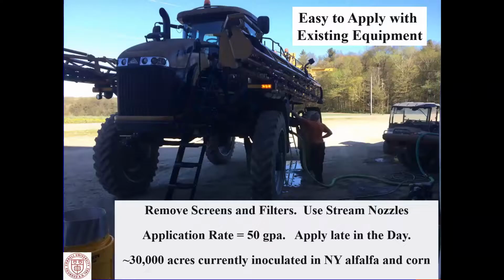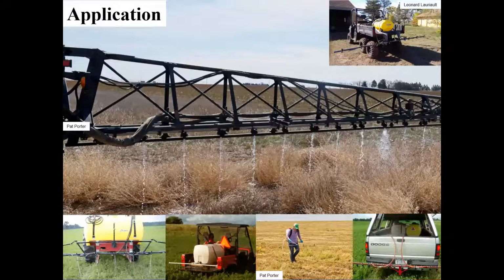So how do we apply these? Very easy. Here's one of our farmers in Western New York in 2020, applying 200 acres. You just take your sprayer and remove all the screens and filters. You use a fertilizer stream nozzle. Application rate is 50 gallons to the acre. You apply it late in the day. And this method has been used to inoculate about 30,000 acres and growing in New York. So we understand this system pretty well. And the idea of the fertilizer stream nozzle is to get a concentrated stream down onto the soil surface so the nematodes can get in.